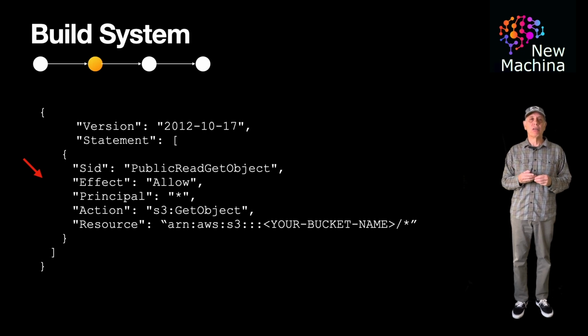S3:getObject is the action. Allowed is the effect. This means that the action, getObject, is allowed. The principal is notated by an asterisk. This means everyone can execute the getObject action. The resource is going to be my bucket name. All objects in my bucket are included because of the wildcard, which is notated by the asterisk at the end of the bucket name.